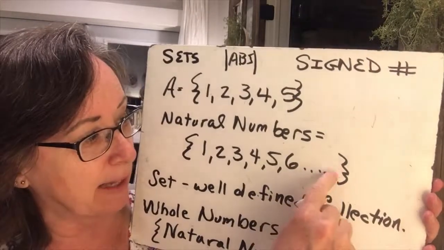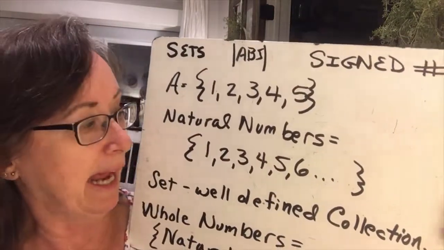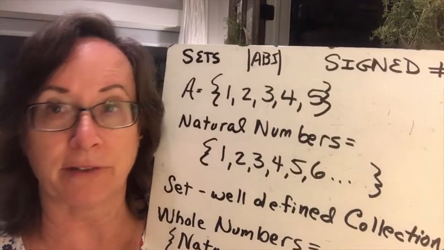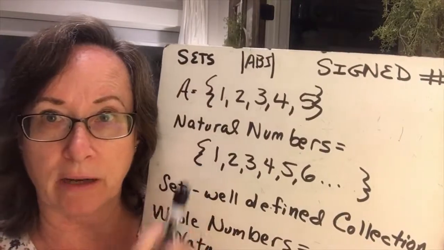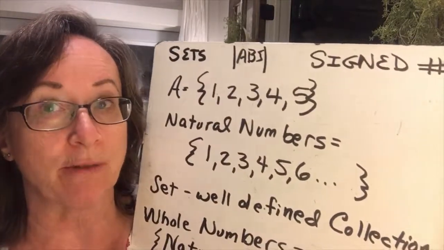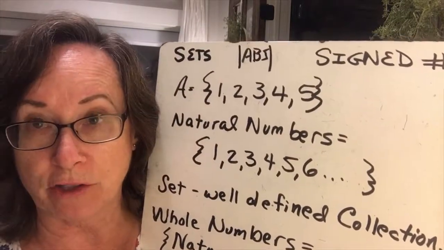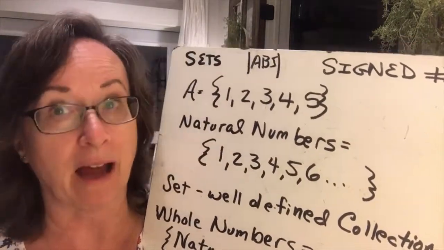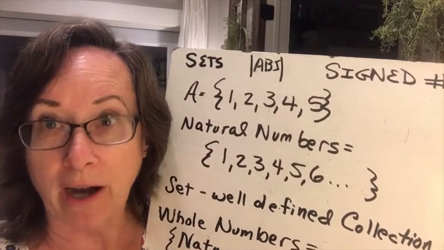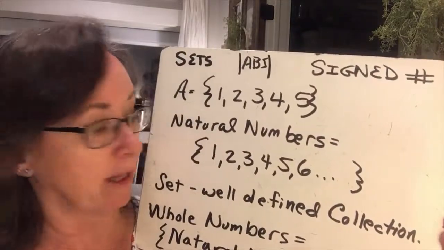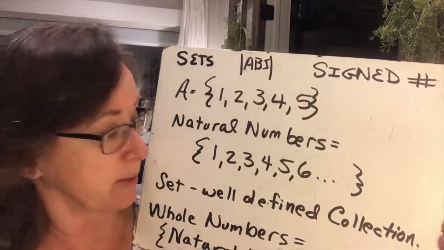Okay, so when we have usually 3 dots, that means it goes on and on forever. And our natural numbers go on and on forever in one direction. We do not have a 0 because the natural numbers are the numbers you naturally start counting with. So when you're a little child and you start to count objects like spoons or forks or toys, 1 car, 2 cars, you're counting the objects, and those are called the counting numbers and the natural numbers.